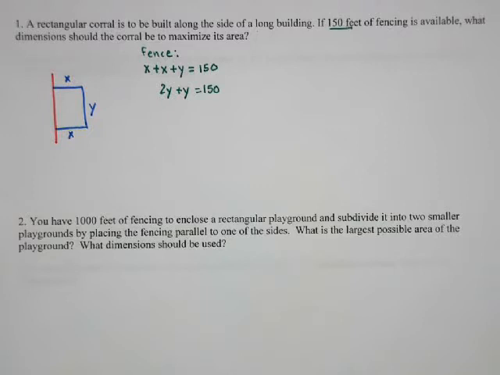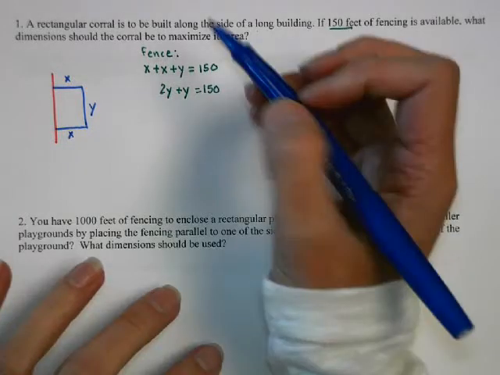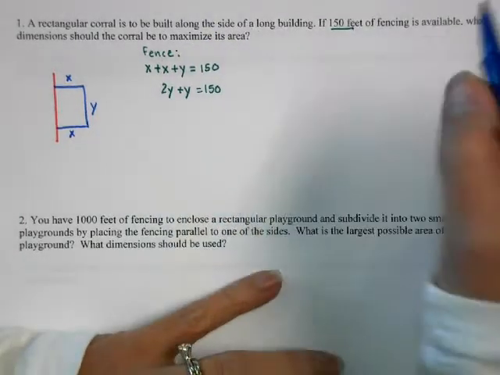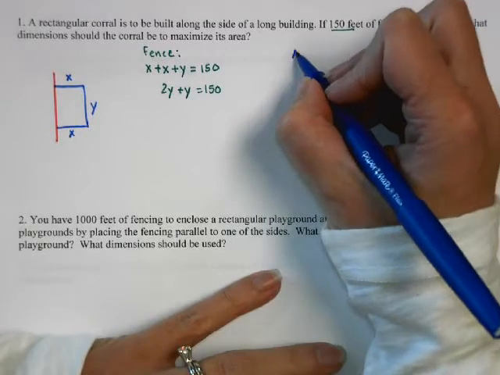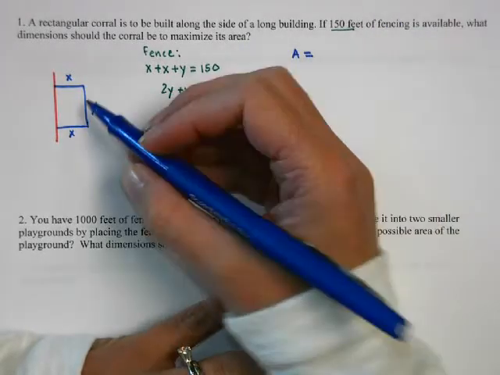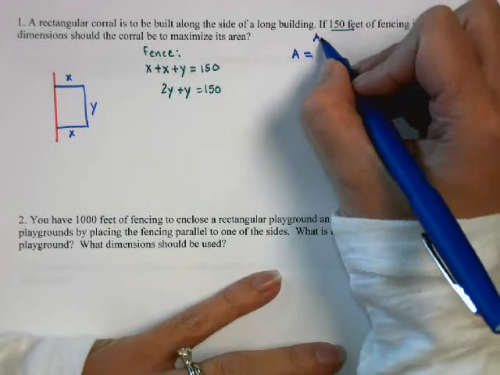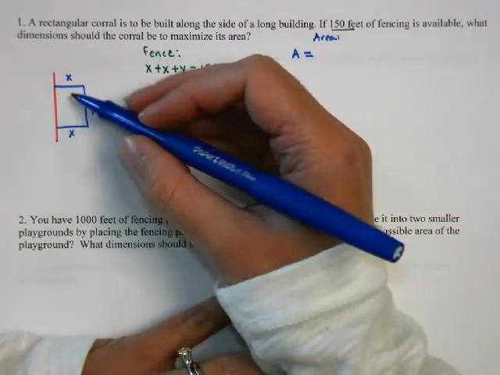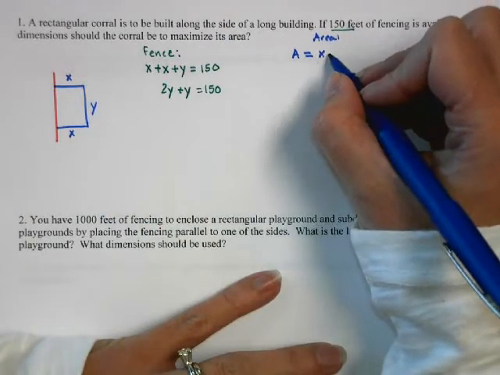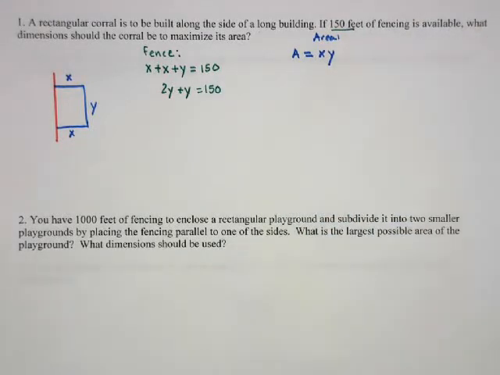Then we're going to look at what we are trying to do in this problem, which is to maximize the area. So write a formula for the area. The area of this is just going to be x times y. So that's the equation that we are trying to maximize. But the first thing that we need to do is put this all in terms of one variable.